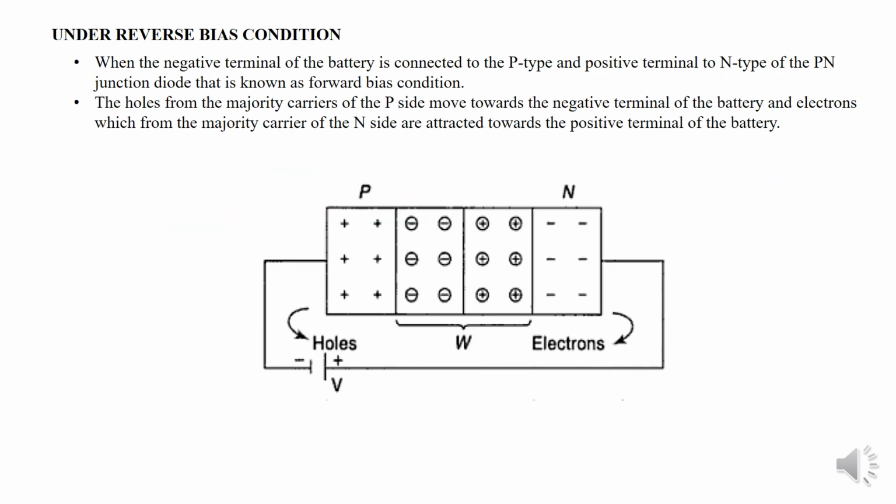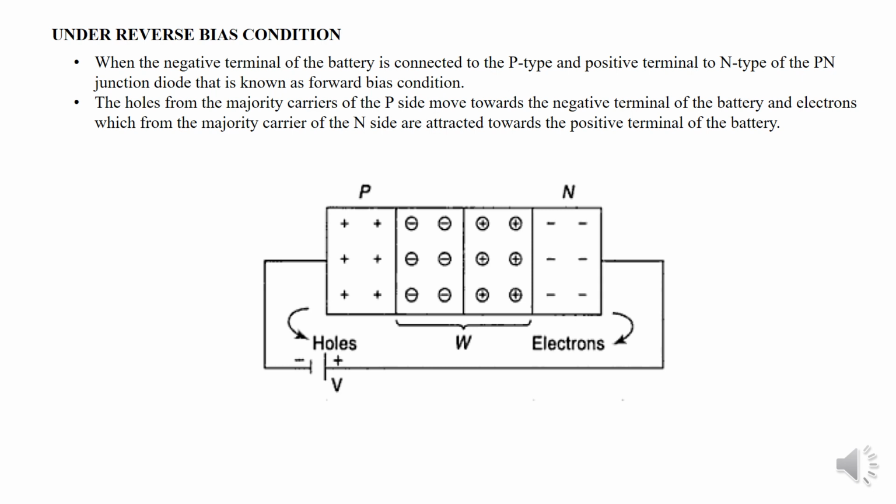Next one is the reverse bias condition. When the negative terminal of the battery is connected to the p-type and the positive terminal to the n-type, then the p-n junction is said to be in reverse bias. The holes, which are the majority carriers of the p-type, move towards the negative terminal of the battery, and the electrons, which are the majority carriers of the n-type, are attracted towards the positive side of the battery, and hence the width of the depletion region, which is depleted of mobile charge carriers, increases.